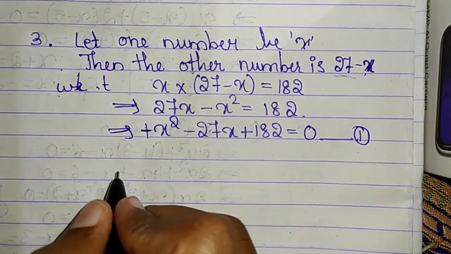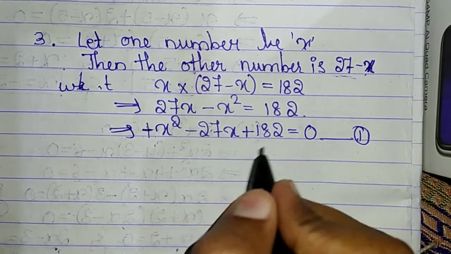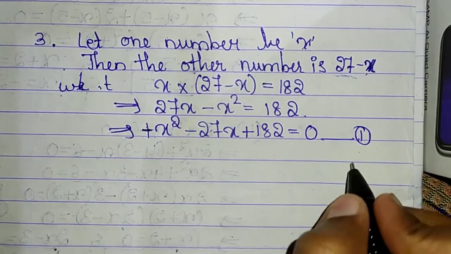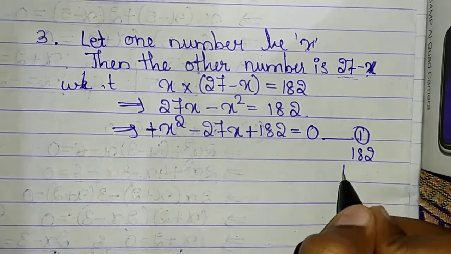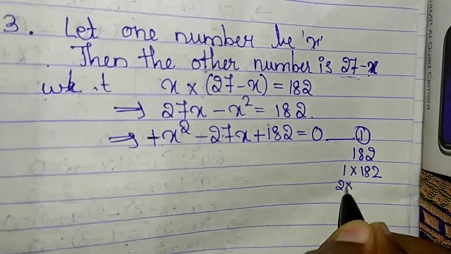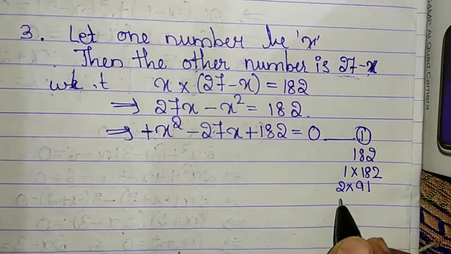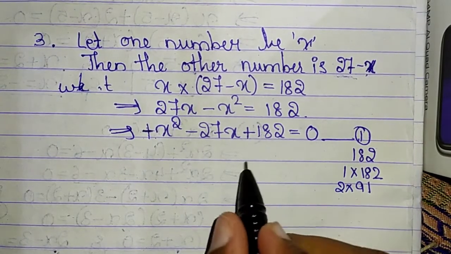So to find the roots, as we know, first multiply the first and last coefficients. So 1 into 182, the answer is 182. Now the factors: 1 into 182, 2 into 91, 3, it is not divisible by 3, 4.